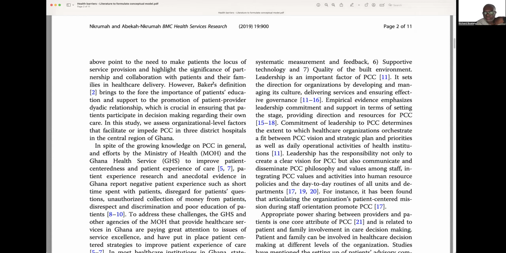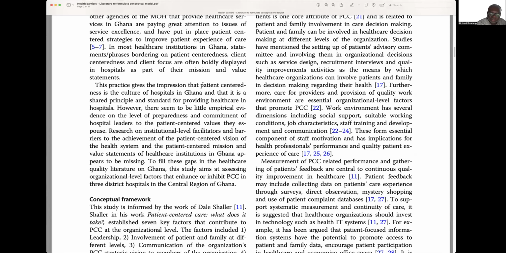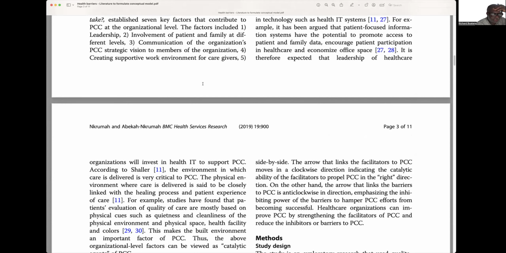So leadership is an important factor of PCC, and it sets the direction for the organization by developing and maintaining its culture, delivering services and ensuring effective governance. Okay. So it continues. Then he pointed out that there are also certain types of barriers. Okay. Let me see where he mentioned the barriers.